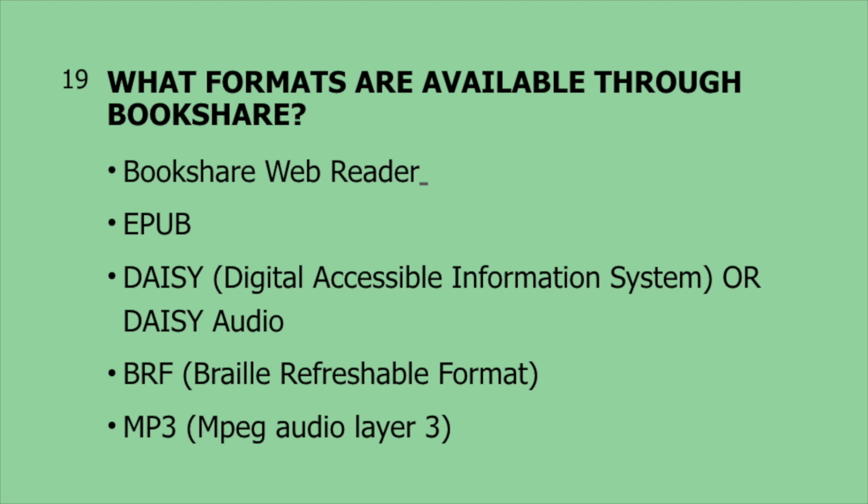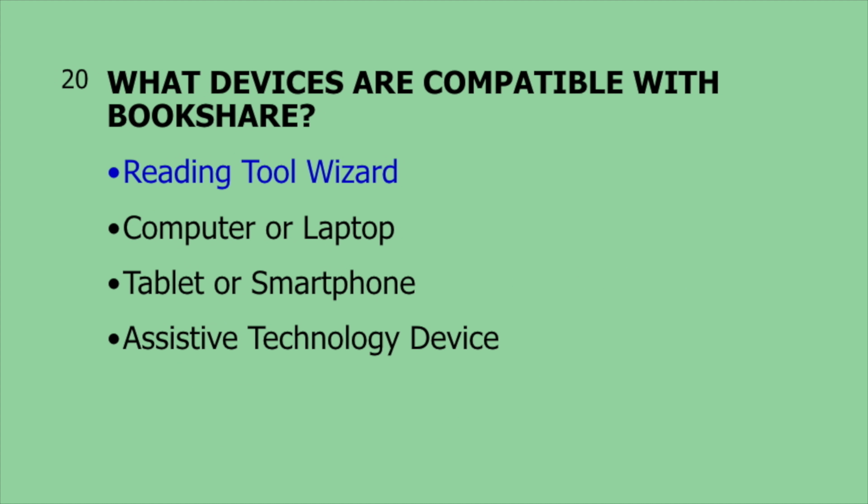BRF, or Braille Refreshable Format, is digital Braille for use with refreshable Braille displays and Braille embossers. MP3 is an audio format only created with a text-to-speech engine. Any device that supports MP3 playback is compatible. The list of tools compatible with Bookshare is too large to list here. However, there are a few ways to find this information.